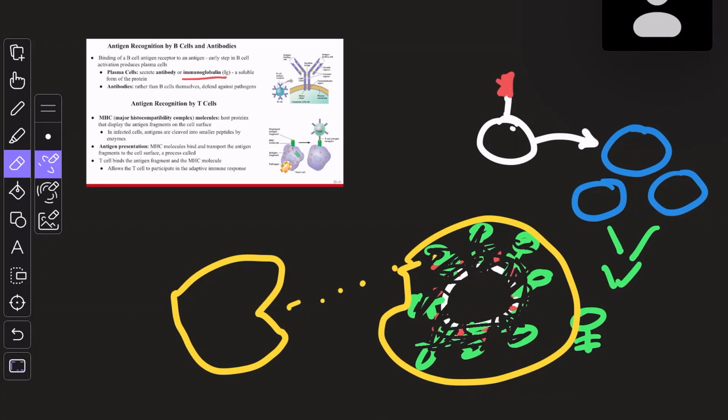As soon as a fragment of the pathogen is detected by the B cell, then the B cell will make the plasma cells. The plasma cells will make the antibodies. The antibodies will then target the actual pathogen, surround him, and call in the macrophage.